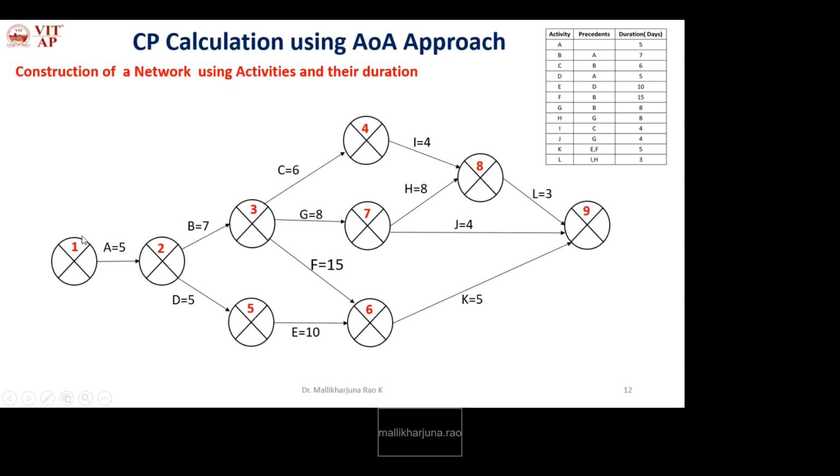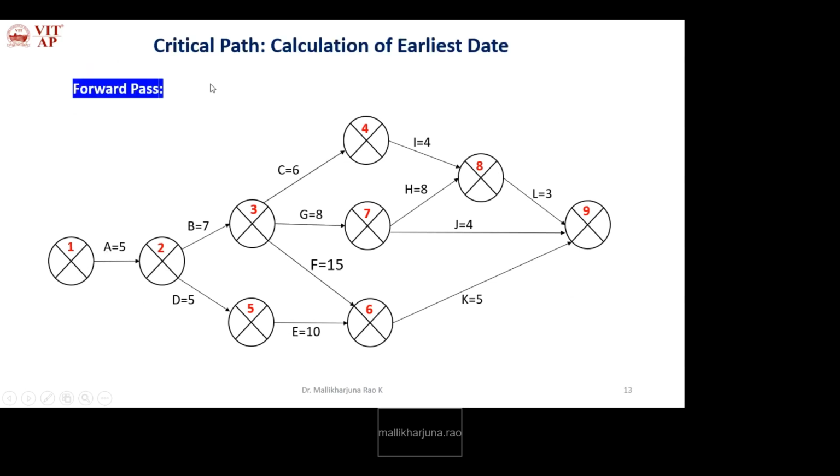Then we have to find the earliest date, latest date, and slack. The earliest date is calculated using the forward pass. For the first event, what is the earliest date? By default it is 0. For the next event, how will you calculate the earliest date for the current event? Earliest date of the previous plus duration. So that is 5. Okay, next, what is the next event?